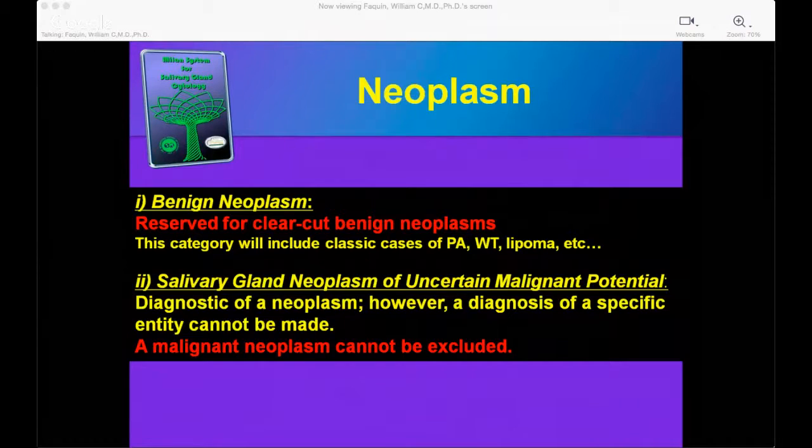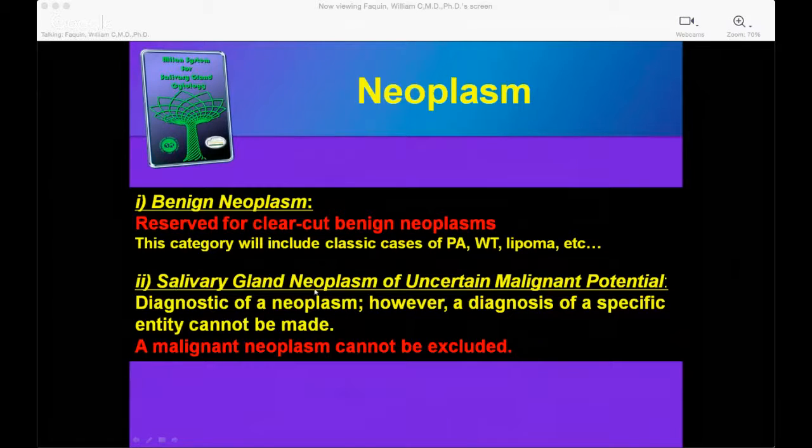Moving on to the neoplasm category, this category will be used a lot in the Milan classification system. And as I mentioned earlier, there are two subcategories, the benign neoplasm and the salivary gland neoplasm of uncertain malignant potential. The benign neoplasm category is reserved for clear-cut benign neoplasms. Classical examples of things like pleomorphic adenoma, Warthin tumor, lymphoma.